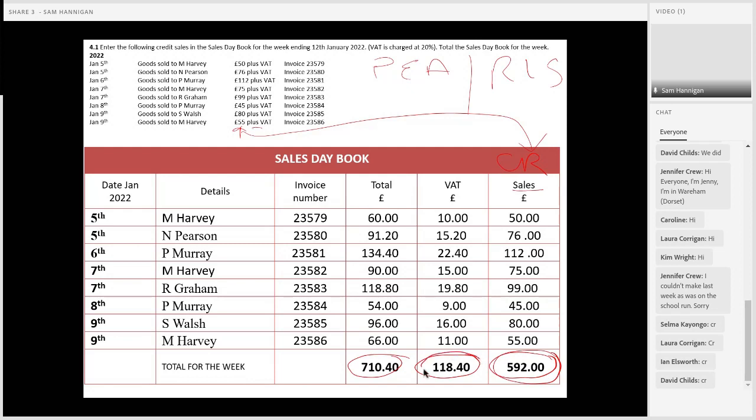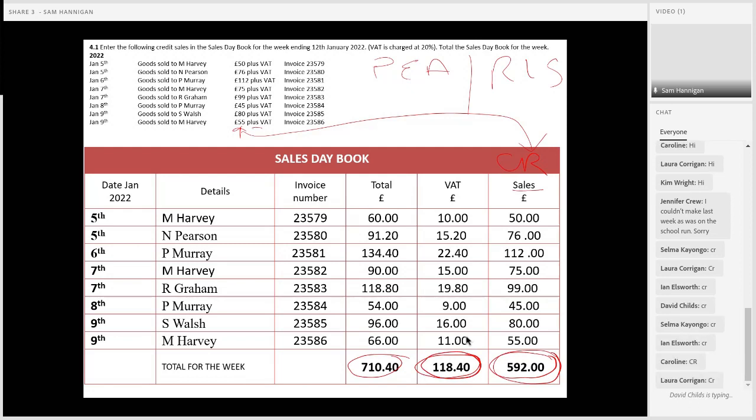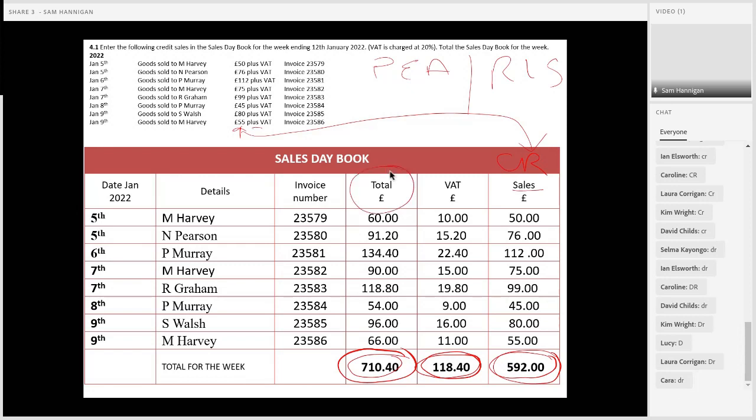What about the VAT then? What side? Excellent. Well done. That's brilliant. So what side will the total go on? Fabulous. And what account would this total go on? What's the account name? You can use the letters. You don't have to type it all in. What's the name of it?